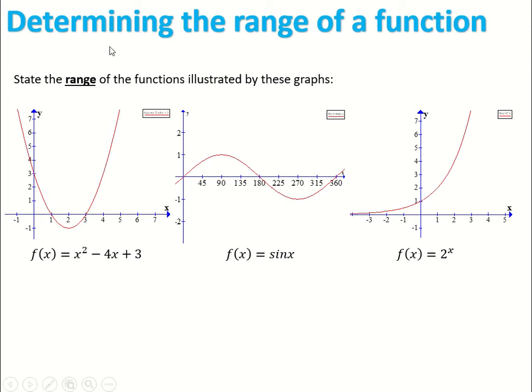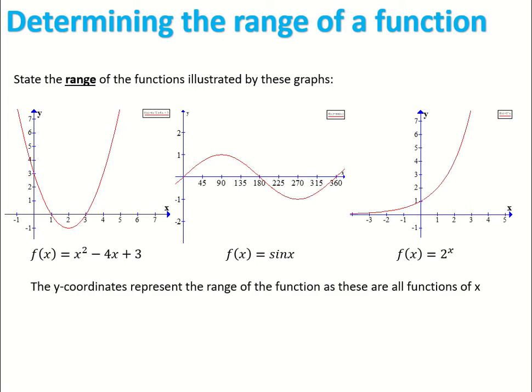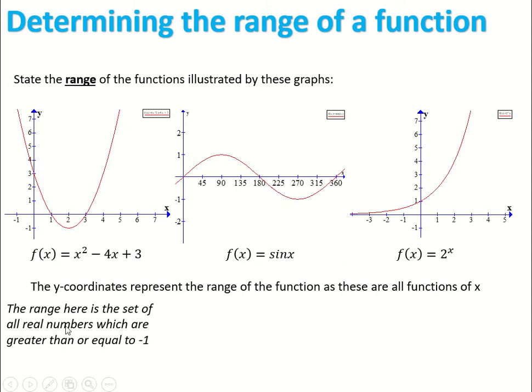When we draw these functions as graphs, they go on forever and ever, but they keep going in that direction, in which case they pass all possible y values above 7. But it will never come back down again. The lowest point it gets to is minus 1. So minus 1 is a value within that range, but anything below that isn't. The y-coordinates represent the range of the function, as these are all functions of x. So the range here in this first one is the set of all real numbers which are greater than or equal to minus 1.